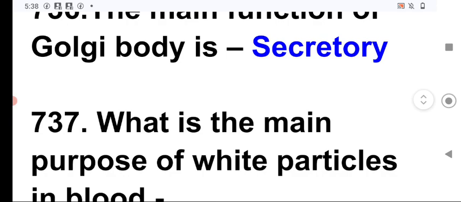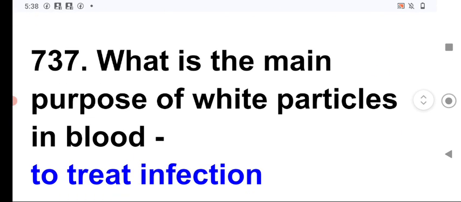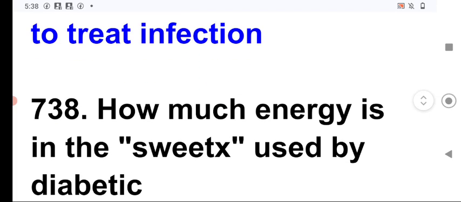Next question, the main function of the Golgi body is secretory. What is the main purpose of the white particles in the blood? To treat infection. It is the WBC of the blood which protects our body from infecting bacteria and viruses.